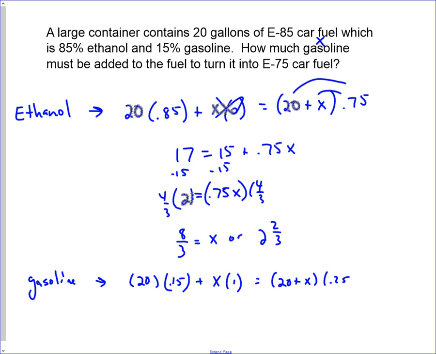And so when you go through and do the math, 20 times 0.15 equals 3. So you get 3 plus x equals 5 plus 0.25x. And so you get 0.75x equals 2, which is the same thing we had here. And so when you solve that equation, clearly you're going to get your 8/3 or your 2 2/3. So you could have solved this either using an ethanol equation or a gasoline equation.